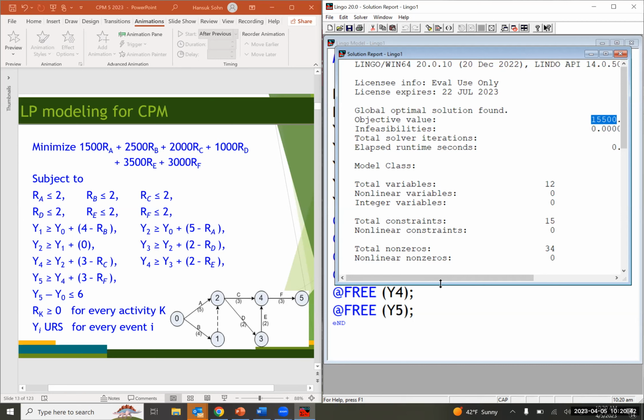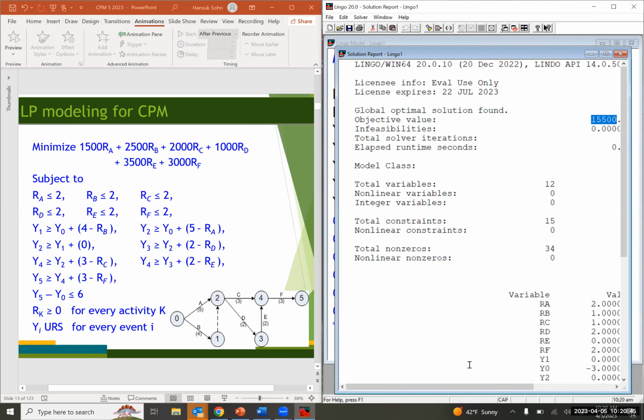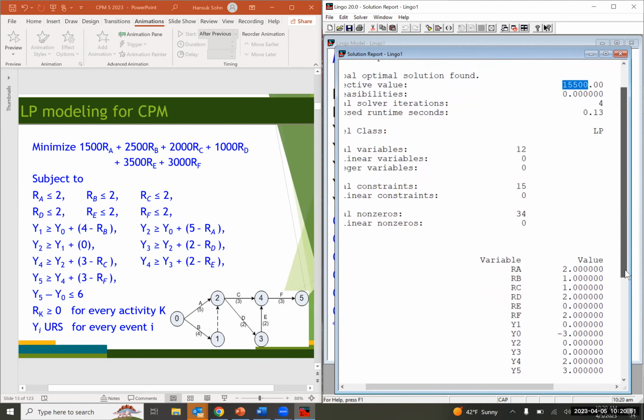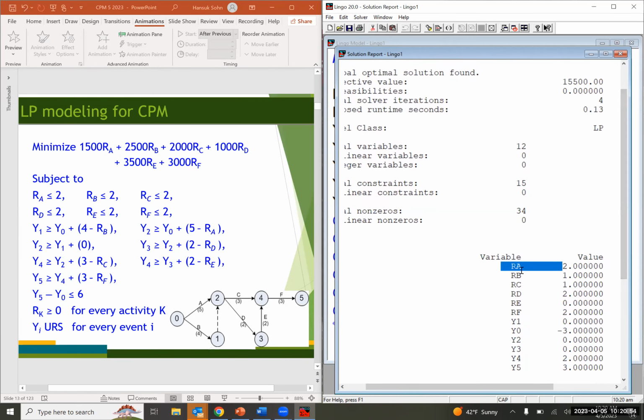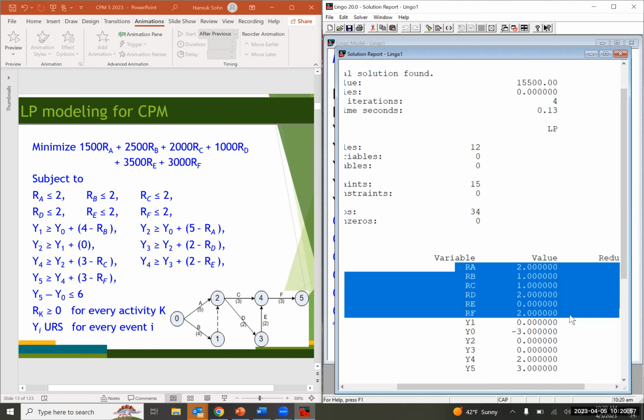Okay, and for the optimal solution, you need to go down here and look at these new variable values, R sub A through R sub F. This optimal solution tells us that the durations of activities A, B, C, D, E, and F have to be reduced by 2 days, 1 day, 1 day, 2 days, 0 days, and 2 days, respectively.